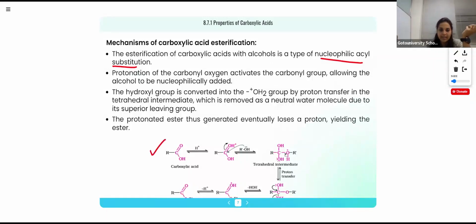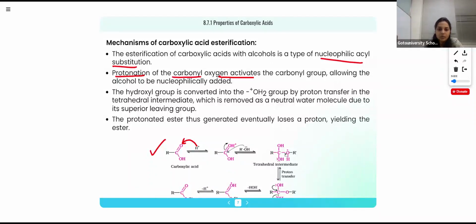See, this is the carboxylic acid. So what is the first step? In an acidic medium, protonation. What is protonation? This H plus ion will be added to this oxygen. That is protonation, protonation of the carbonyl oxygen. This is the carbonyl oxygen. Protonation means we are adding a proton to this carbonyl oxygen.